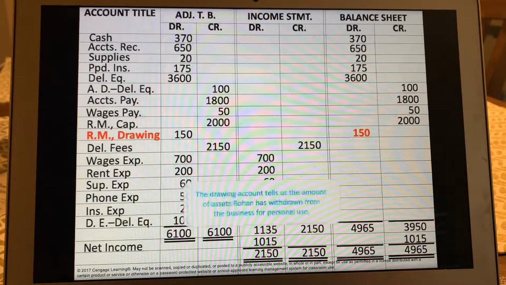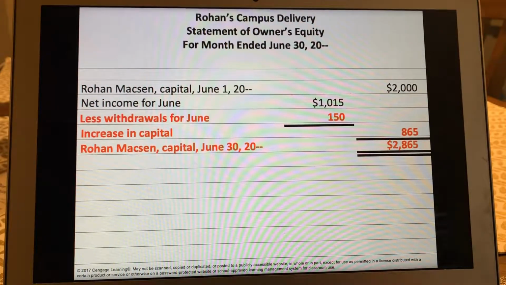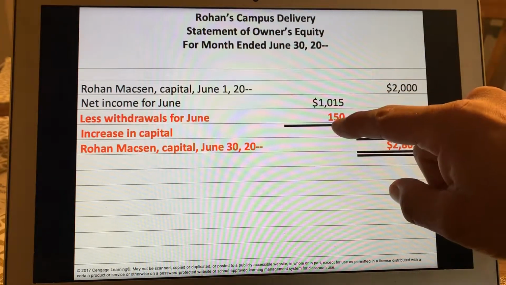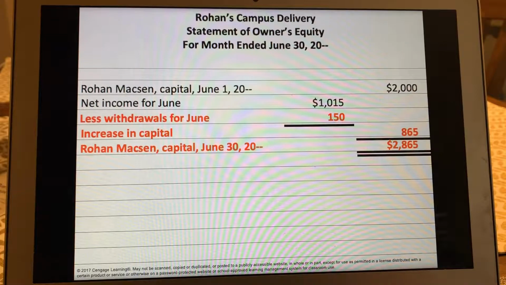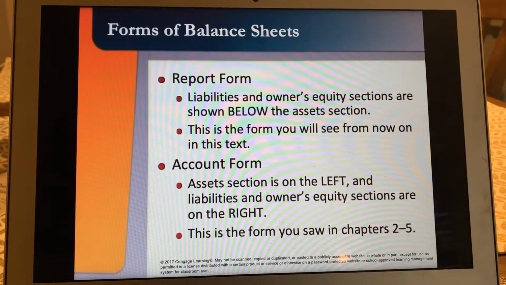Now we'll go to the worksheet for the drawing account. Drawing means Rohan took money out of his capital account. So then our increase in capital is 865. From there we go 20,000, plus net income, minus 150 drawings, which gives our increase in capital. So our total capital account is 20,865. Keep in mind this statement of owner's equity goes onto the balance sheet next, and we'll look at what that looks like.